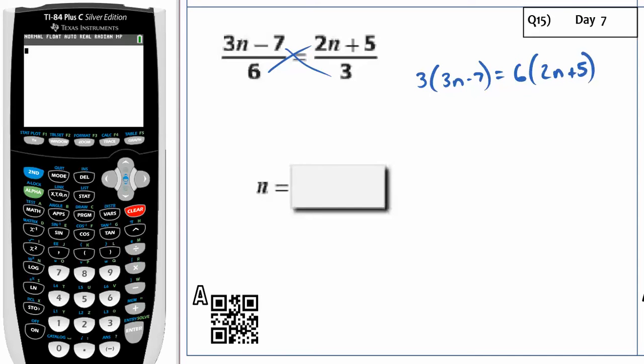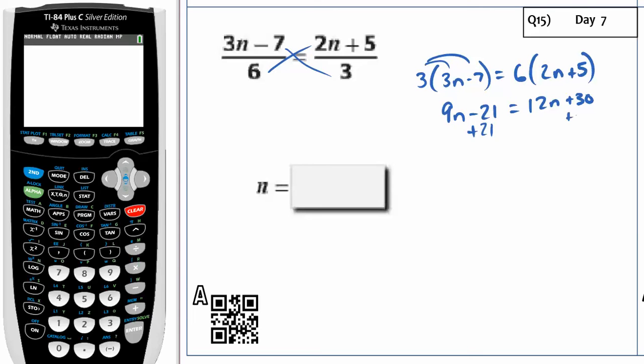I'm going to distribute on both sides, and I'm going to have variables on both sides. Move them all to one side, all the constants to the other, and combine like terms. So I get 9n minus 21 is equivalent to 12n plus 30. I'm just going to move all my variables to the left side here, and my constants to the right side.